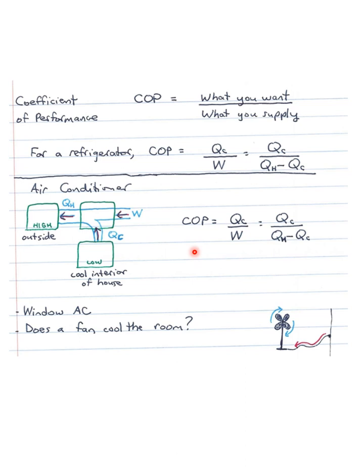So the coefficient of performance for an air conditioner is what you want, which is Q sub C, heat extracted from the building, and what you supply is the work done by the motor. You pay for the electricity. You need to supply that electricity to get the motor running. So just like for a refrigerator, coefficient of performance is Q sub C over Q sub H minus Q sub C.